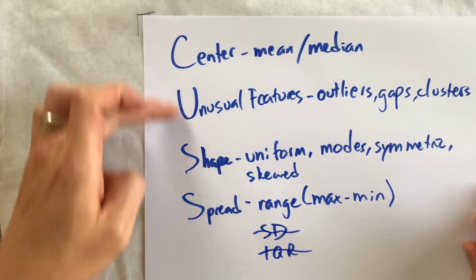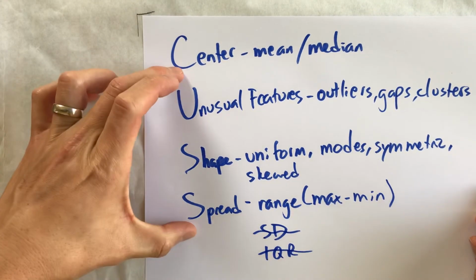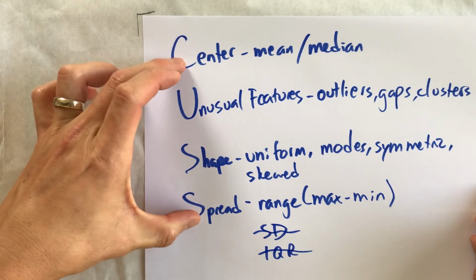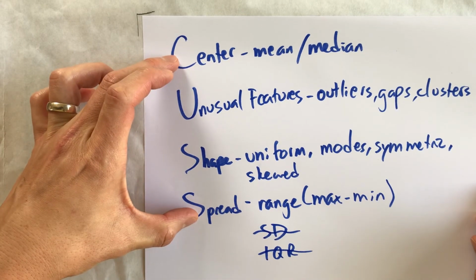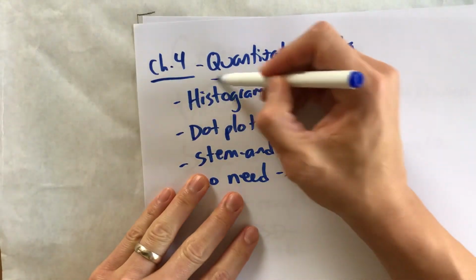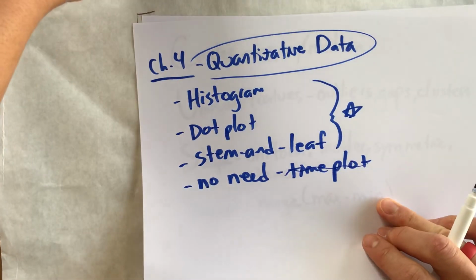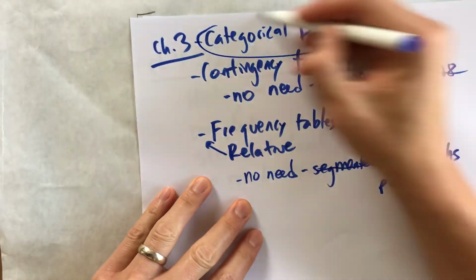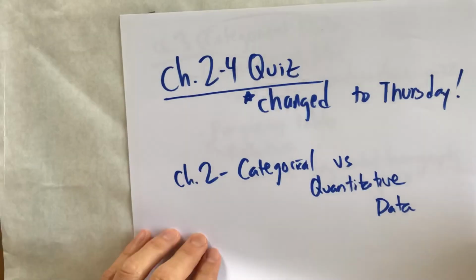Okay? Now remember, this is only done for quantitative data. You cannot do this for categorical. Okay? So remember, chapter 4, again, is for quantitative only. Chapter 3 is categorical. Make sure you know the difference between those.